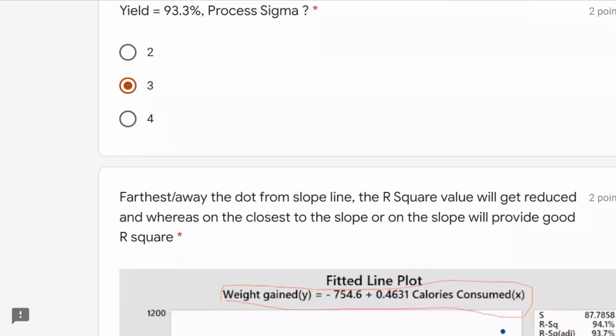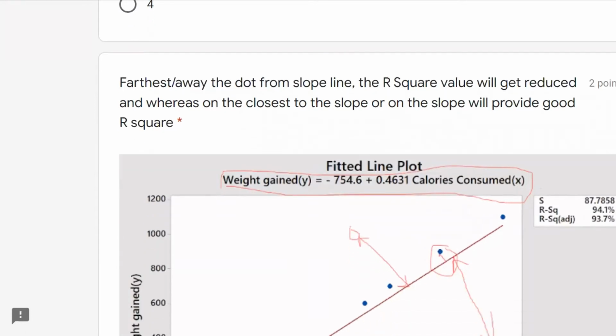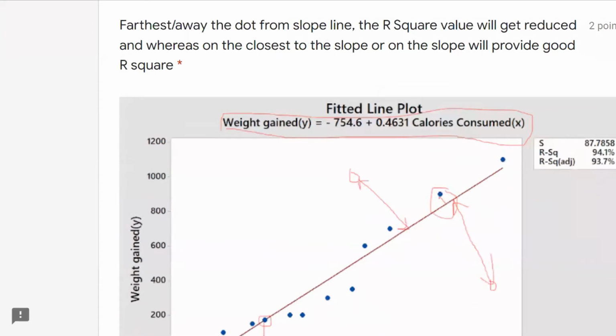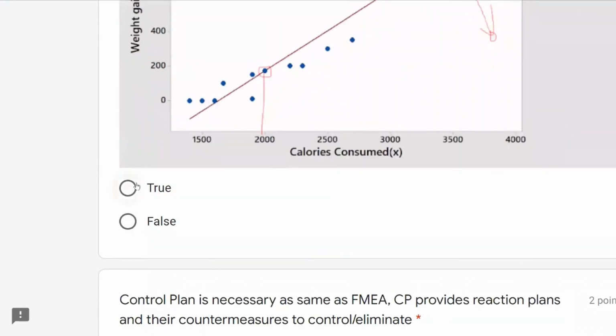The farther away the dots are from the slope mean, the R square value will get reduced or impacted. Whereas the closer to the slope, it gives the better R square. For example, in this overall, the R square is good because it is 0.9. It is very good, a strong correlation between weight and height. However, if assumingly the dot is very far, let's say instead of here it is here, then R square will get impacted. So it's a true scenario.